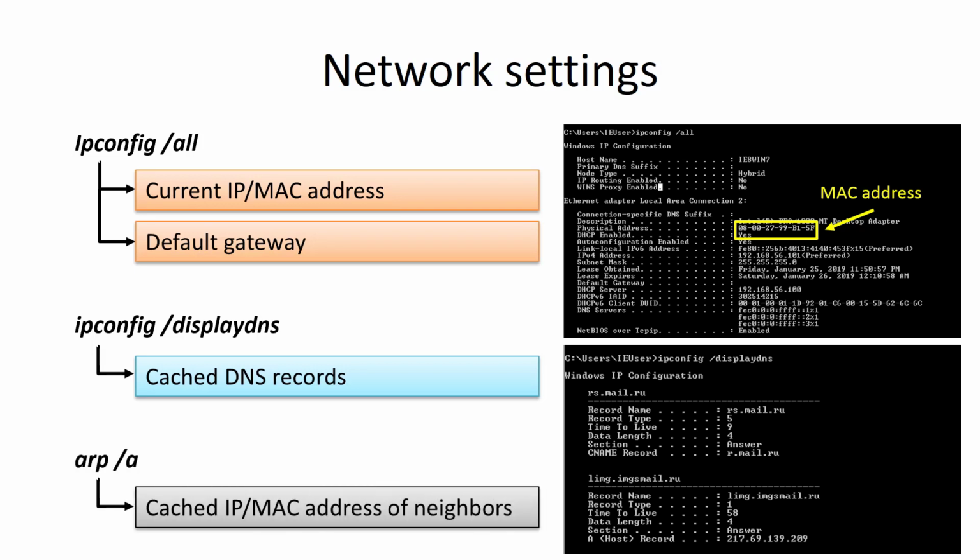The following command can give us cached ARP records. The given records provide information about IP and MAC addresses of machines in the local area network. Having this data, you can perform an ARP spoofing attack and other interesting things.